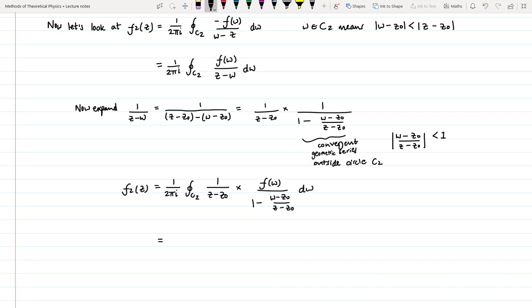We're now going to substitute in our convergent geometric series, and we can take out the factor 1 over (z minus z naught) because there's no w dependence. We now have the integral of f of w, and we then multiply by our convergent geometric series of (w minus z naught) over (z minus z naught) to the power n dw.